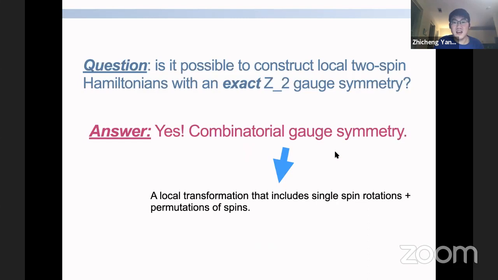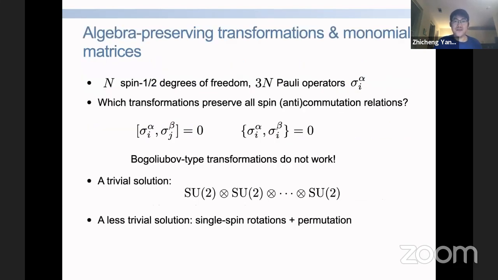So basically, in a nutshell, what this word means is a local transformation that includes single spin rotations as well as permutations of spins, and hence the name combinatorial here. Okay. Now, essentially we want some sort of transformations on the spin degrees of freedom on the lattice, such that it functions as a local Z2 gauge symmetry. But of course, most importantly, we want transformations that preserve the spin algebra.